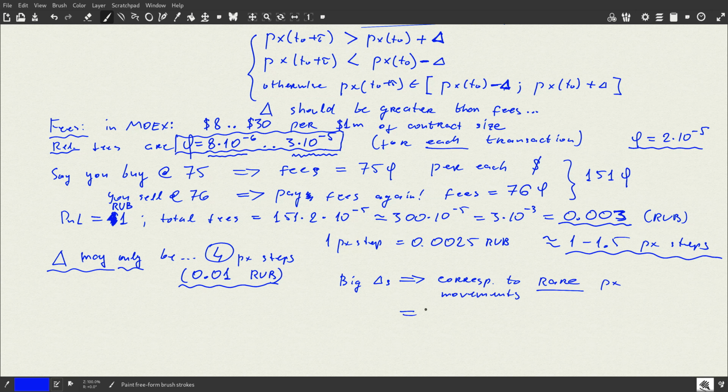Rare means long tour horizons, long horizons. And on long horizons, prediction becomes very difficult.